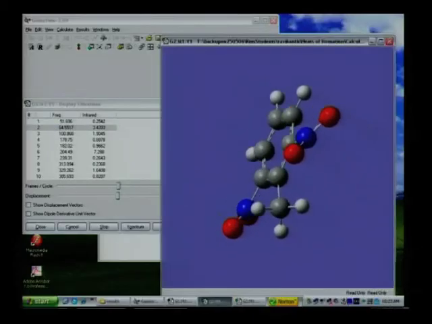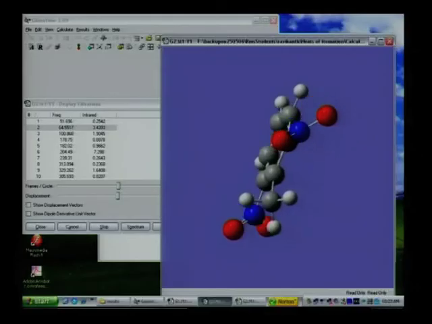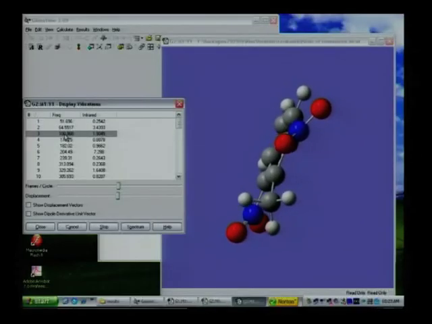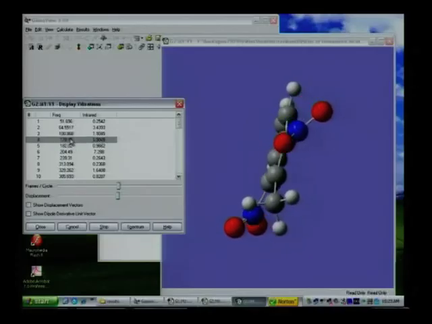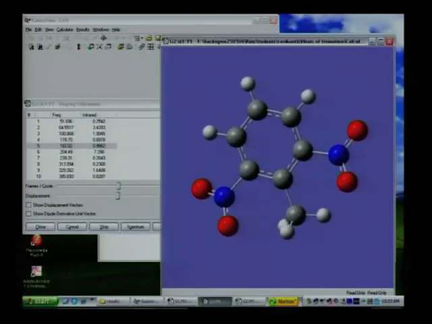Okay, now what you see is the in-plane and out-of-plane motion of the nitro groups. No, what we are looking for is, yeah, here is a torsional motion of the methyl group relative to the rest of the ring. So this is a torsional vibration. So likewise we can identify groups and groups of frequencies.